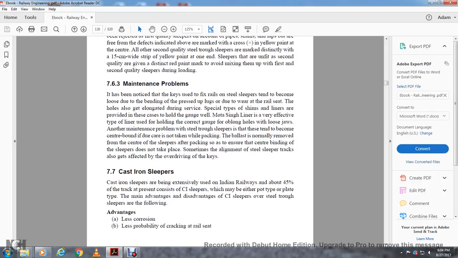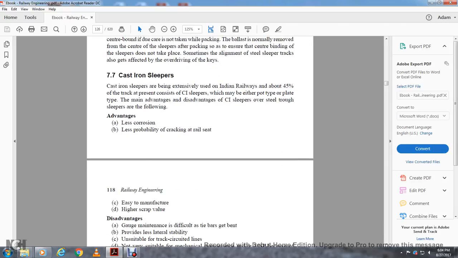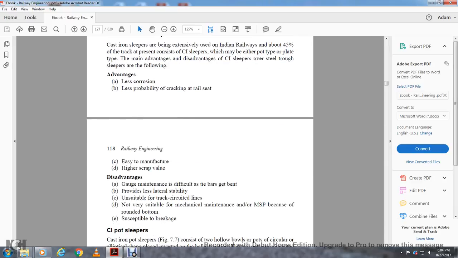Advantages: less corrosion and less probability of cracking at the rail seat, easy to manufacture, high scrap value. Disadvantages: gauge maintenance is difficult, tie bars get bent, it provides less lateral stability, and it is unsuitable for track circuited lines. It is suitable for mechanical maintenance with MSP, but it comes with a round bottom, and is susceptible to breakage.